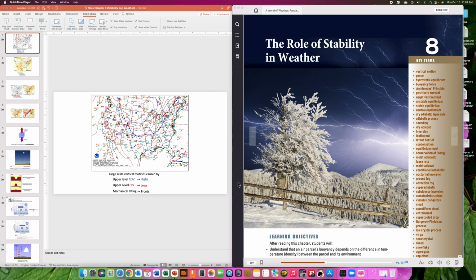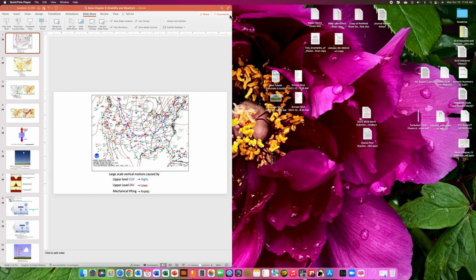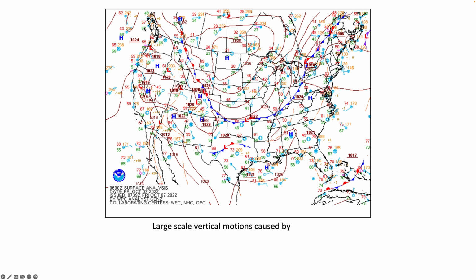So let's lower the textbook. I just wanted to show that to you and start our PowerPoint presentation. So let me just begin our slideshow. All right, so what I'm going to be doing is just starting with a basic discussion of vertical motion. So we've talked about vertical motions already in the context of convergence and divergence and upward and downward motion.